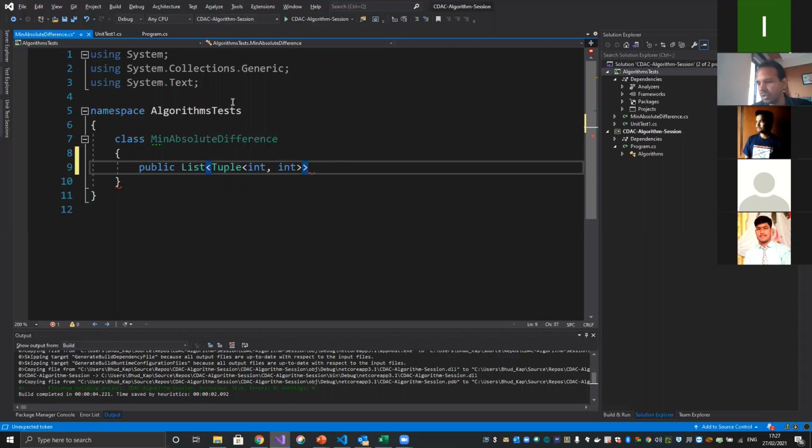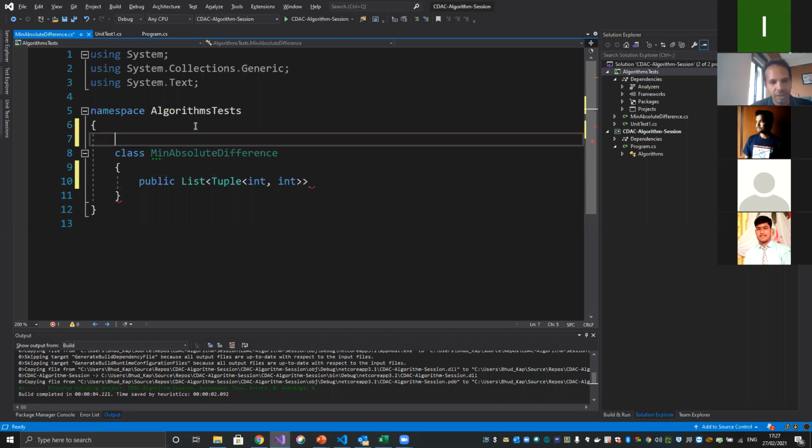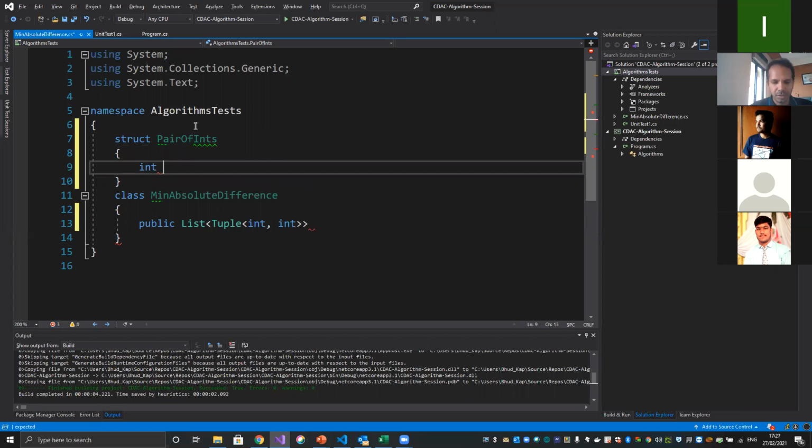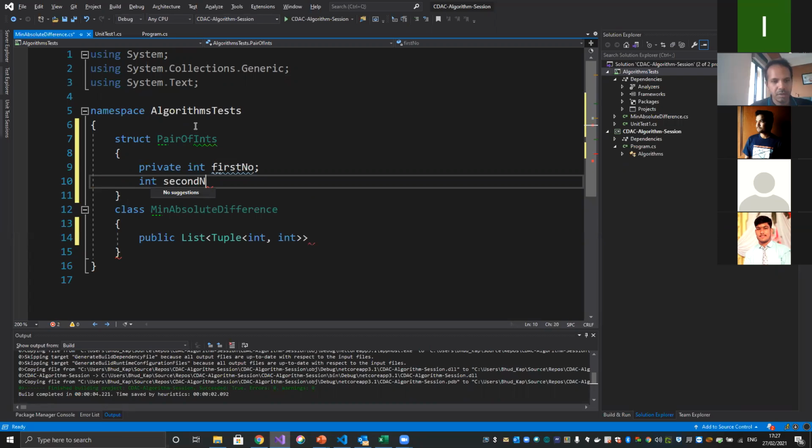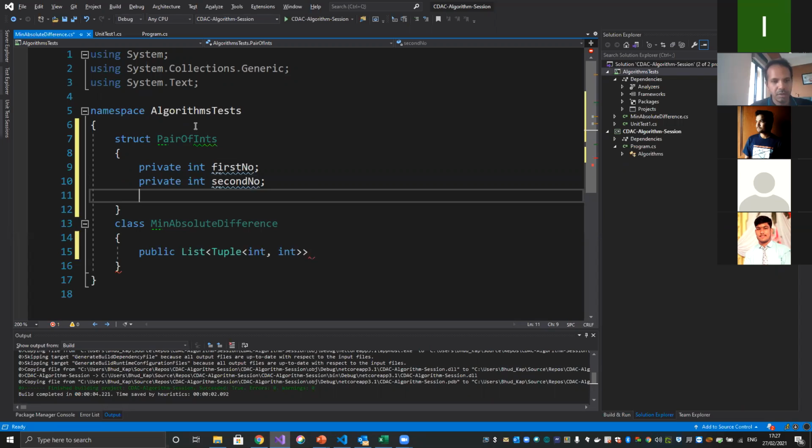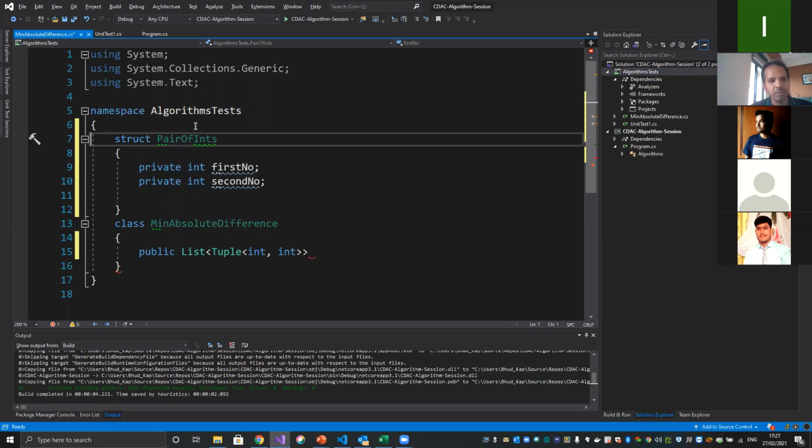So for example, for the same thing, I could have created another struct. For example, I could have called it pair of ints or something, and I could have said int first number and int second number. But this would have been very elaborate on my part because I have to create a new class and give it a generic name and all that.